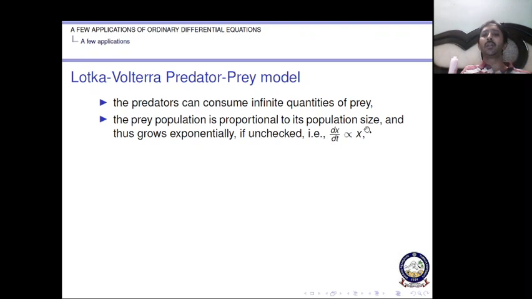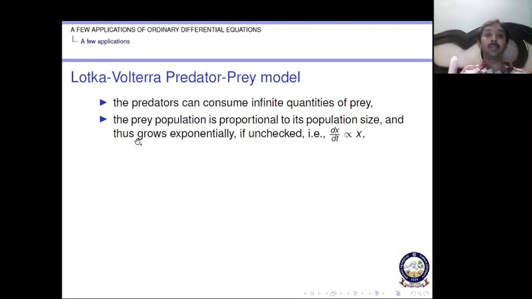As long as the number of rabbits is more, because they have enough food to survive, the growth of the population of rabbits is going to be increasing, right? So the rate of change of population of the rabbits is directly proportional to its population size. It is what it means. Now that is expressed by this expression, dx by dt proportional to x. Dx by dt gives you the rate of change of the population of rabbits. It is directly proportional to x is what it means.